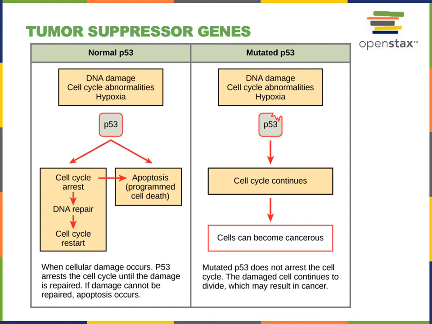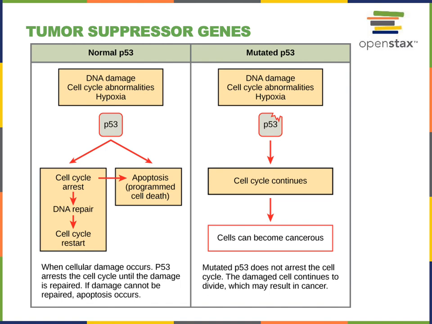So P53 normally helps to prevent cancer by slowing down the cell cycle and allowing time for DNA repair. However, when the P53 gene becomes mutated, that mutation could disrupt the function of P53. And if the P53 gene isn't working, that would increase the risk of developing cancer. As P53 isn't able to slow down the cell cycle and promote DNA repair, more mutations can accumulate, and some of those mutations could be in proto-oncogenes, causing them to become oncogenes.